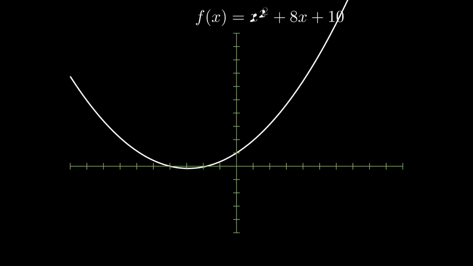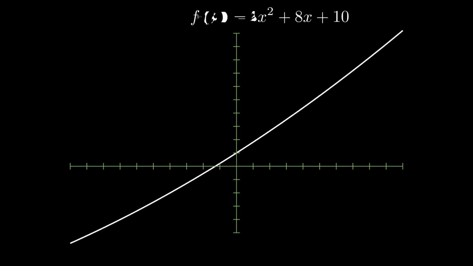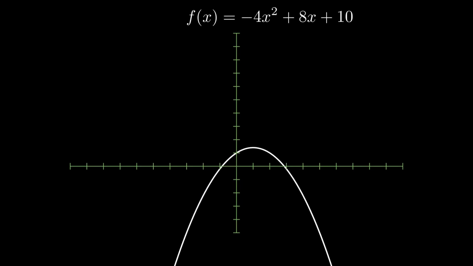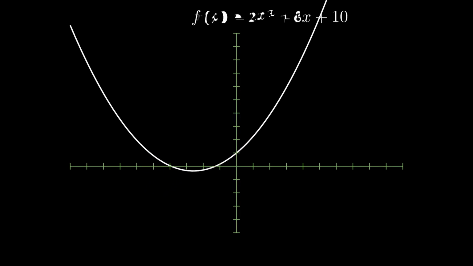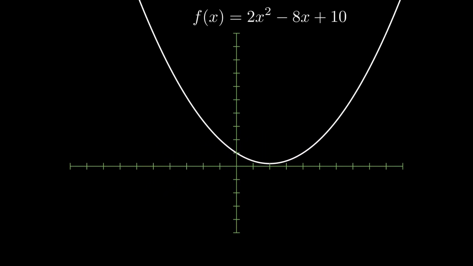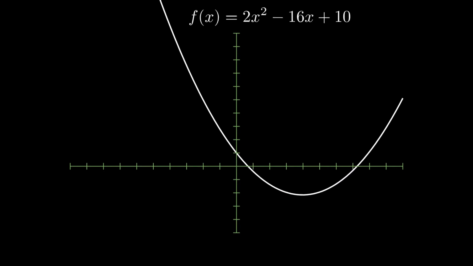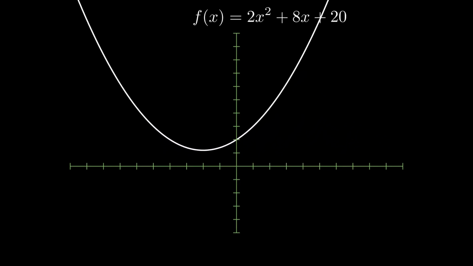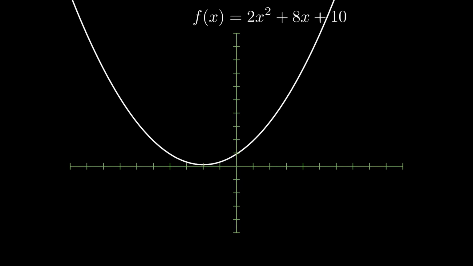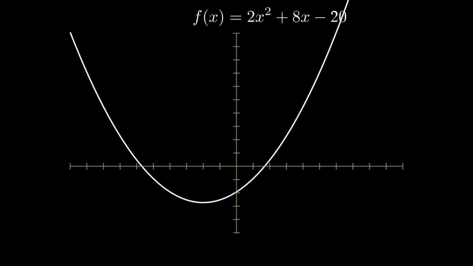If a changes, the curve bends differently, and even flips depending on the sign. If b changes, the y-intercept stays the same. And if c changes, the graph moves vertically along the y-axis. Note that all of them have the same distinctive curve shape. The most important identity is the presence of x squared.